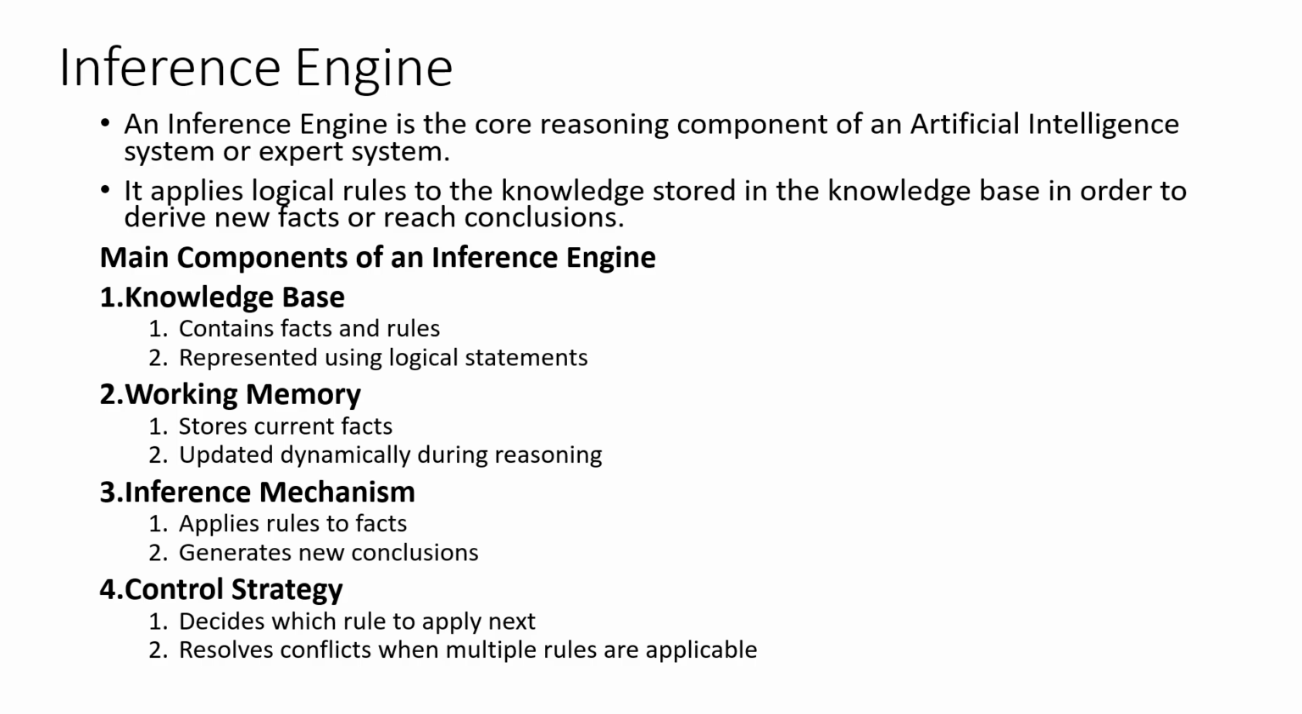We have already seen that. Then we will see the main components of the inference engine. Here we have the knowledge base, working memory, inference mechanism, and control strategy. These all things we have already discussed. We can compare them with a human analogy. Knowledge base is similar to what a human knows through books or experience. Working memory means what the human thinks about right now, inference mechanism means the human reasoning process, and control strategy means the human decides what to think next.